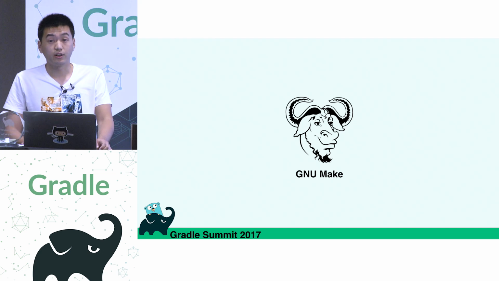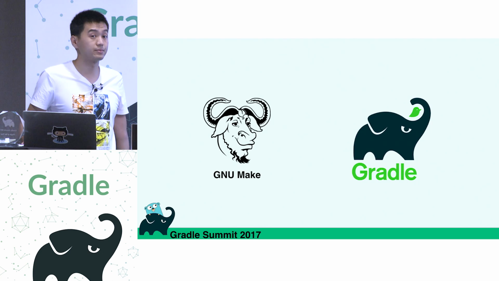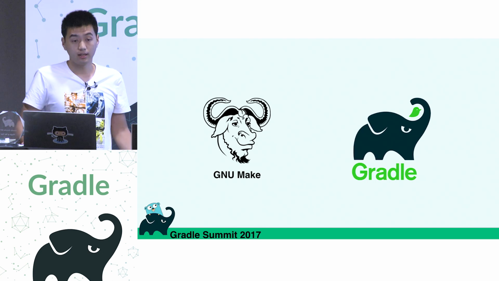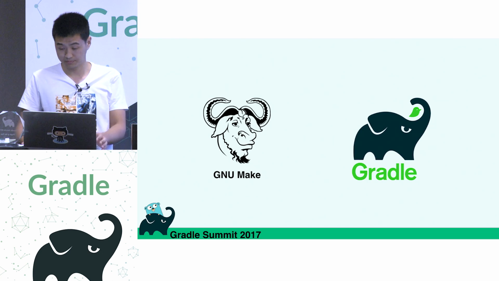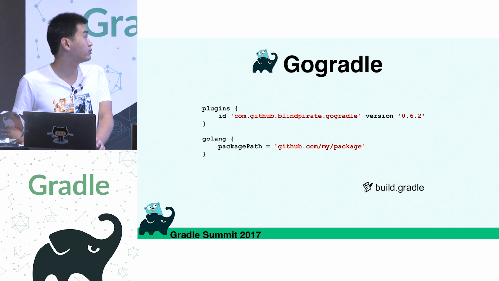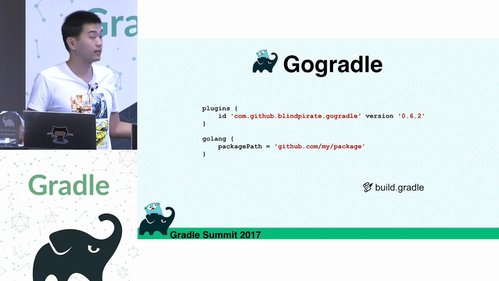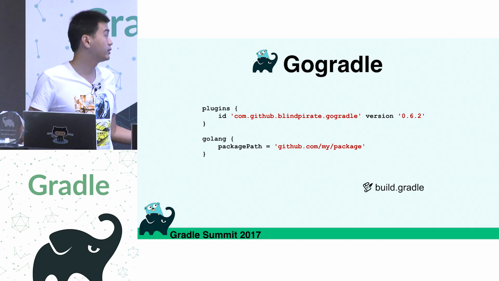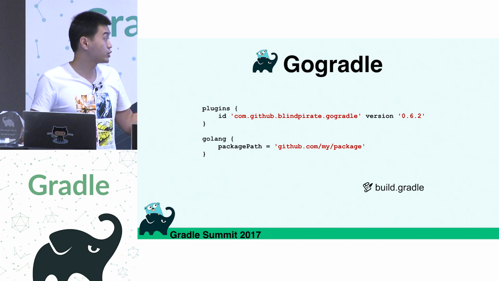Soon I found that building Go is so similar to building Java that I can use many concepts and wheels from Gradle, because they have already been proven reliable and mature. So I wrote a plugin named Gogradle to provide full build support for the Go language. To apply this plugin, you just need to use the plugin syntax we are all familiar with. And the golang block here is the project import path of your project, which we will talk about later.